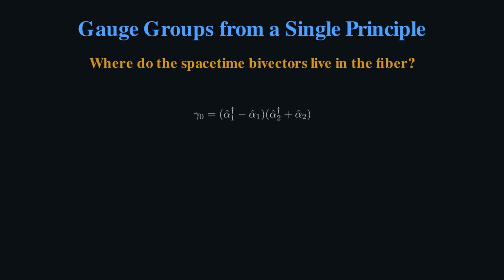Here's the crucial step. The spacetime gamma matrices are not primitive objects. They're constructed from specific combinations of the fiber ladder operators. Look at the explicit formulas. Gamma 0 involves alpha hat 1 and alpha hat 2. Gamma 1 involves alpha hat 2 and A13. Gamma 2 is built from alpha hat 2 alone, and gamma 3 uses alpha hat 1 and alpha hat 2. Notice a pattern?